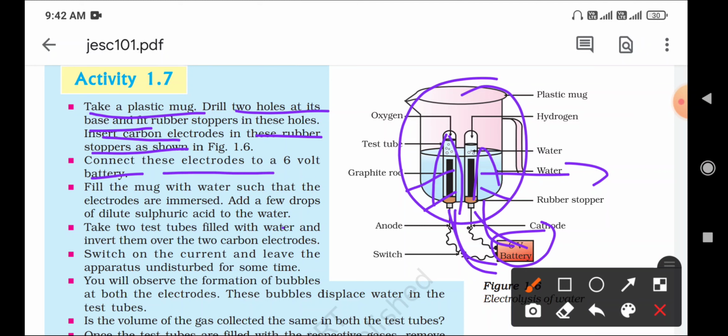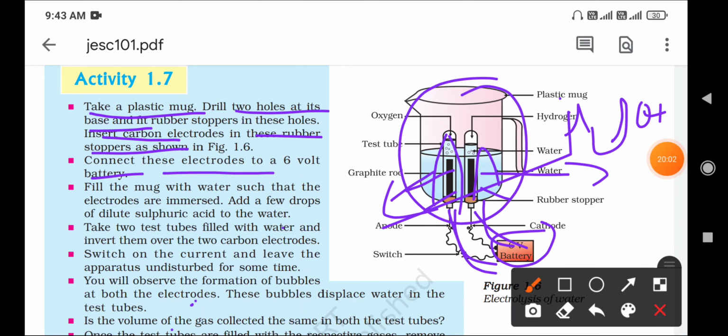Add a few drops of dilute sulfuric acid to water. So after that you have to add water to it, and a small amount of dilute sulfuric acid. So sulfuric acid means H2SO4. Add a few drops of dilute sulfuric acid to water.